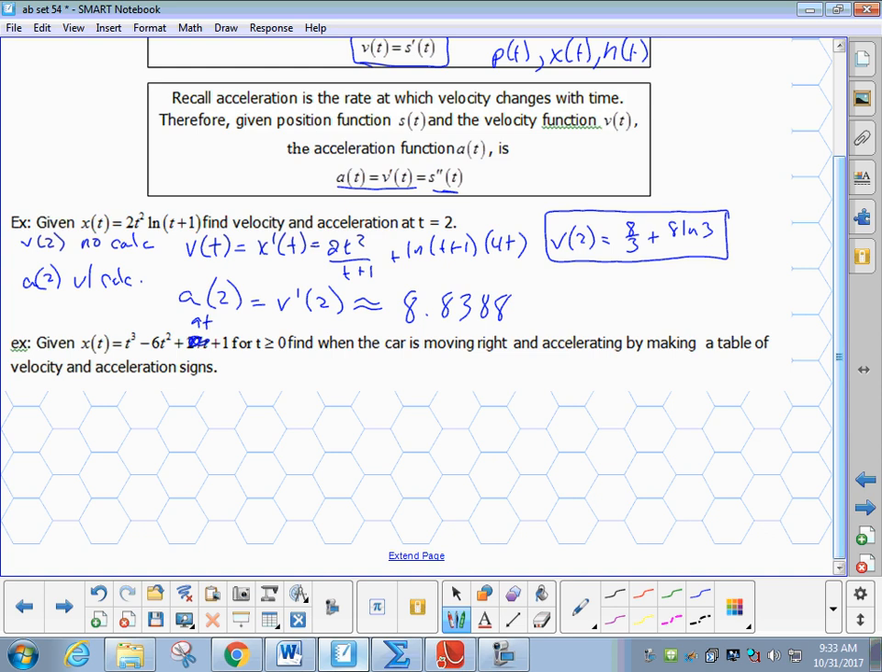For positive time, or time starting at 0, find when the car is moving right and accelerating by making a table of velocity and acceleration signs. So just so we're clear on the question, I want to know what time frame when both of those things are happening together. That's not 2 questions. Find when it's moving right, done. Find when it's accelerating, done. I want to know when both of those are happening.